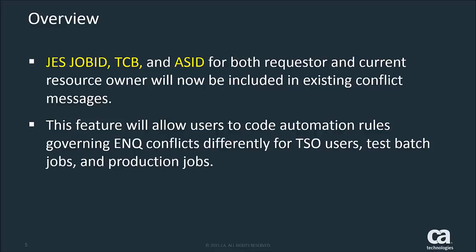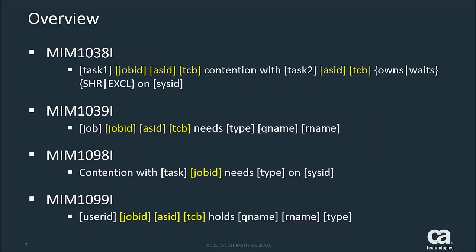and production jobs. This slide outlines the messages that were enhanced in Release 12.1, which include MIM 1038i, MIM 1039i, MIM 1098i, and MIM 1099i. Everything shown in yellow has been added to the conflict message. Now, when resource conflicts arise, it is much easier to determine who is involved in the conflict.